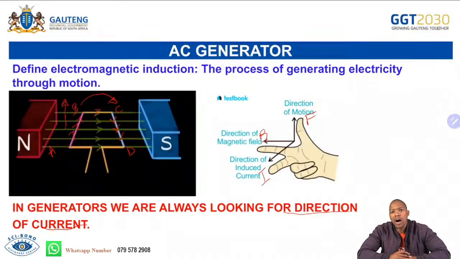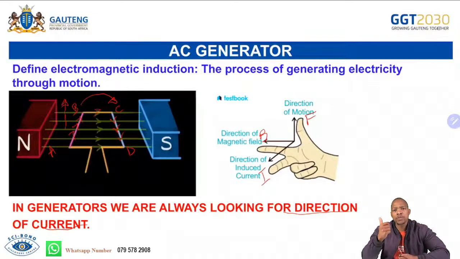And that's simply how we determine the direction of the current in a generator. It is as simple as that. You use your right-hand FBI rule, where F represents the force or the direction of motion. The forefinger represents the direction of the magnetic field, and the middle finger represents the direction of the current.